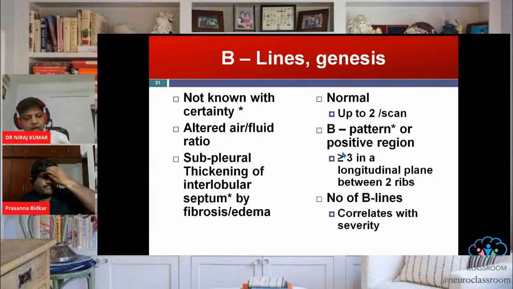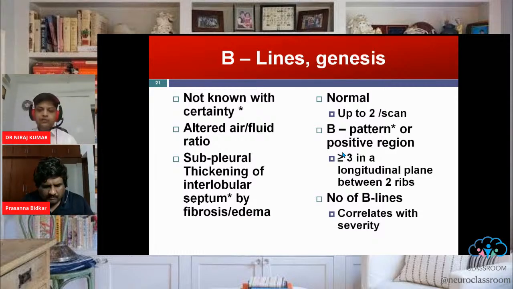So we have seen how the B lines look like, but that's not enough. We have to understand why these B lines are produced. What is the genesis behind these B lines?